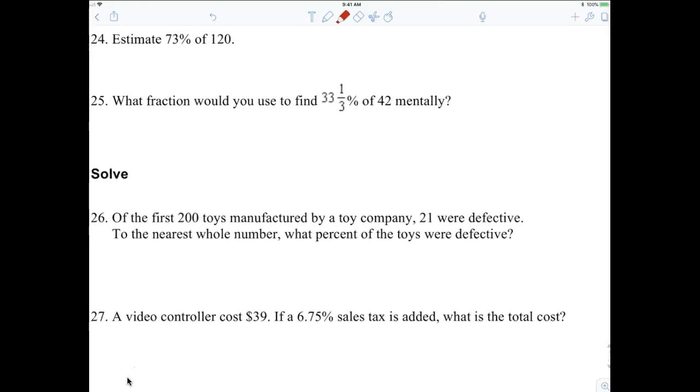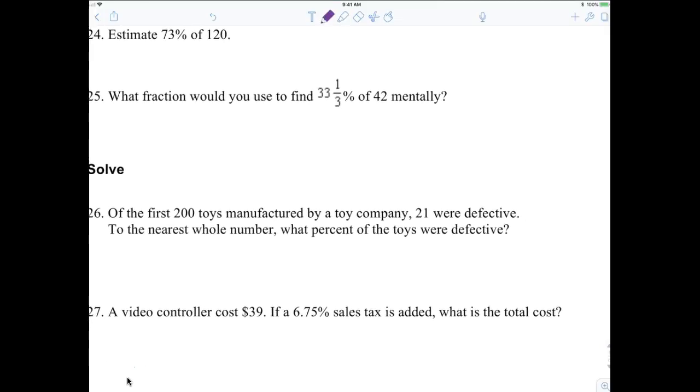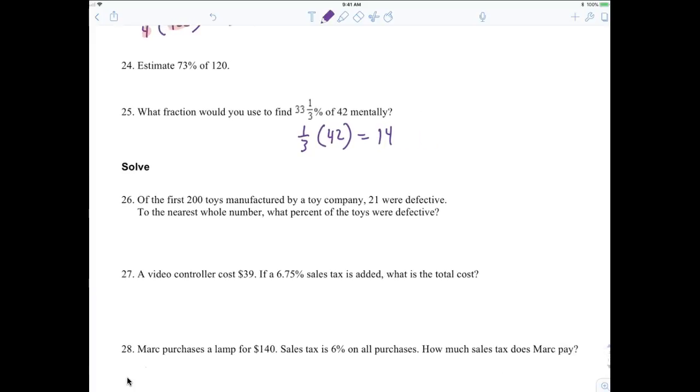So I told you 33 1/3% is the same as what fraction? 1/3. Now, 1/3 of 42. 42 divided by 3 is 14. Now look, guys, I don't want you using your calculator for the ones that say mentally. Everybody with me on that? You should be practicing. Divide by 3. 42 divided by 3 is 14.